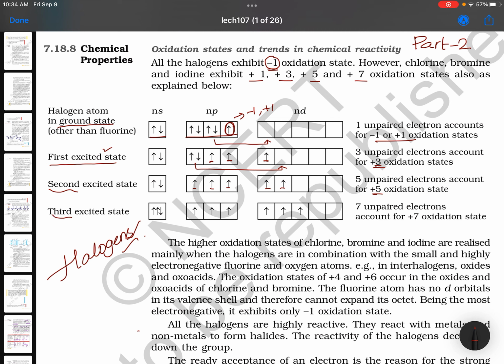Third excited state, this electron is also jumping. So you will be having, this is a wrong thing, an NCERT mistake you can say. So 1, 2, 3, 4, 5, 6, 7. So +7 oxidation state. Okay, sorry for this.